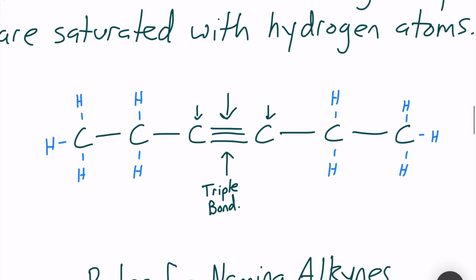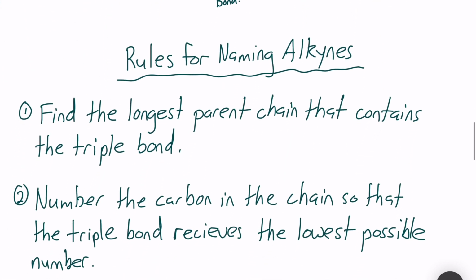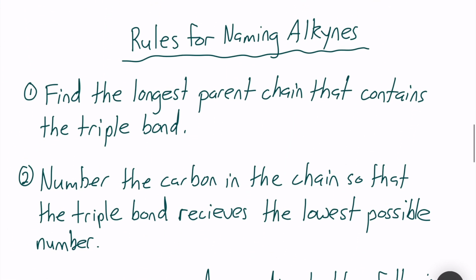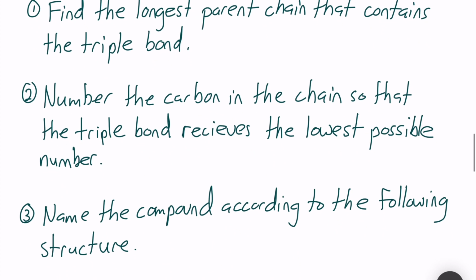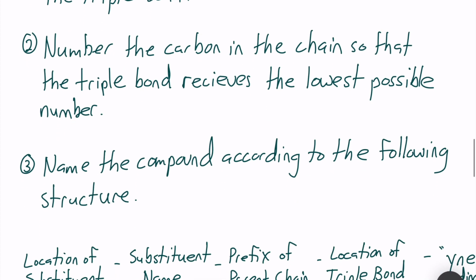So there are some rules to naming alkynes. We will go through them. However, if you watched my previous video on naming alkenes, you will find that the rules are very similar, except this is with a carbon-carbon triple bond. So rule number 1, find the longest parent chain that contains the triple bond. You will then number the carbons in the chain so that the triple bond receives the lowest possible number. And finally, number 3, name the compound according to the following structure.